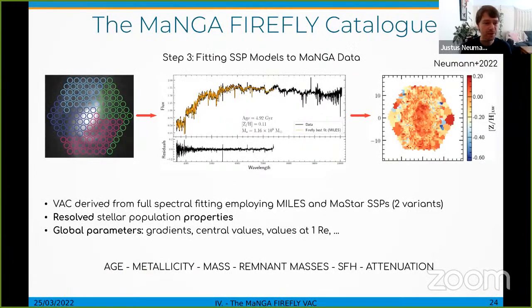So now we do this for every part of every galaxy. So we obtain the stellar population parameters and we can reconstruct two-dimensional maps across the galaxy of, for example, metallicity, shown here. So we provide resolved parameters of age, metallicity, mass, also remnant masses, full star formation history, and dust attenuation. And then we also calculate global parameters such as radial gradients across the galaxy, central values, values at the effective radius, and so on.